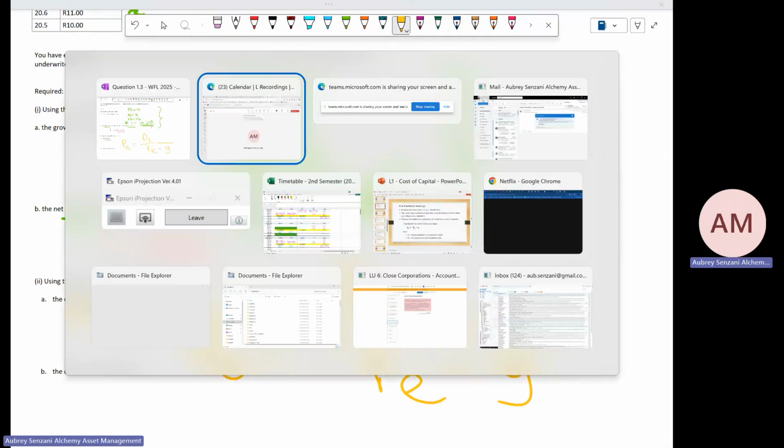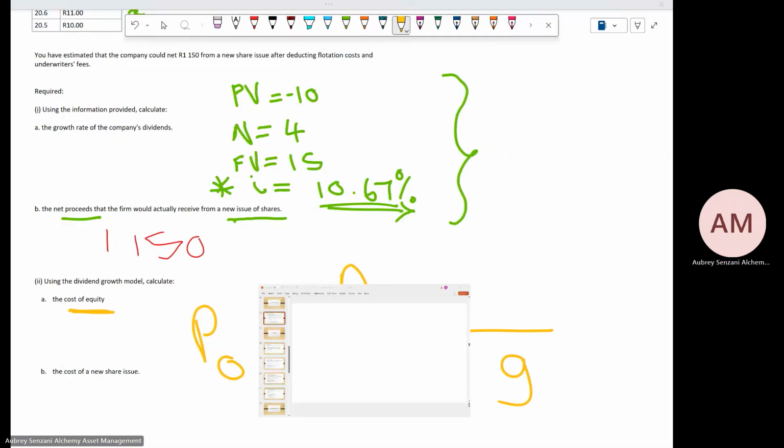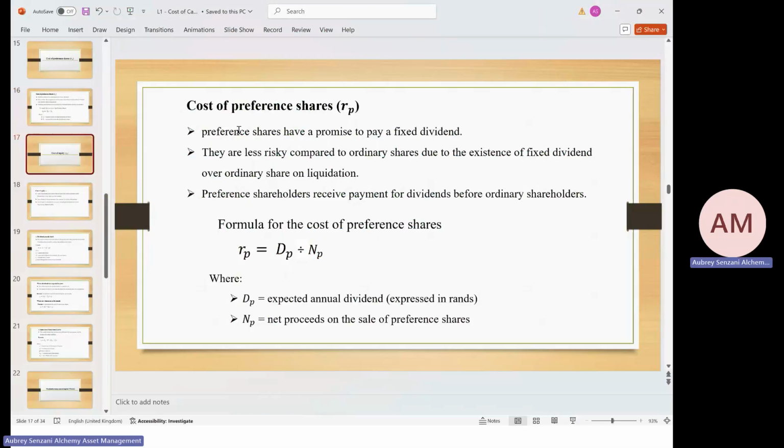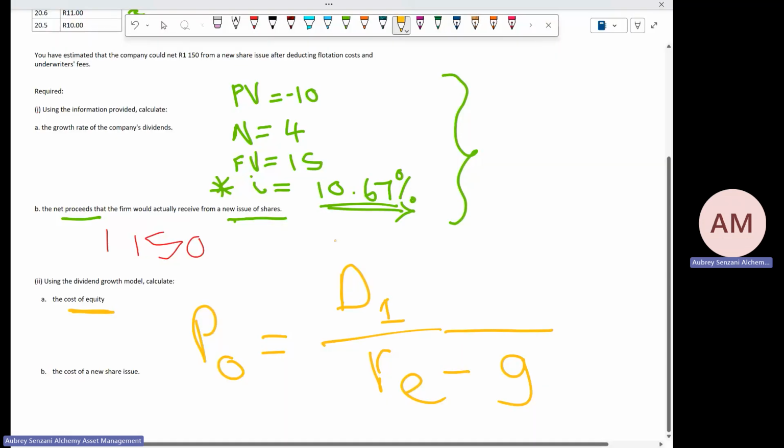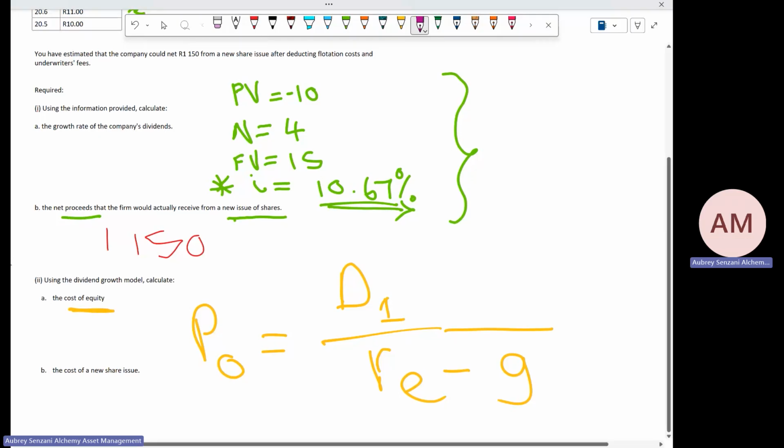Yes. You're looking for RE. So I'm going back to your slides to show you that this thing is there. So they've already manipulated it there. Can you see RE is equals to D1 divided by P0 plus G. No, in the other formula, that's the original formula. Because remember, we use the dividend growth model to calculate the value of a share. So let me quickly, we said, space is not on my side here. Let's do this.